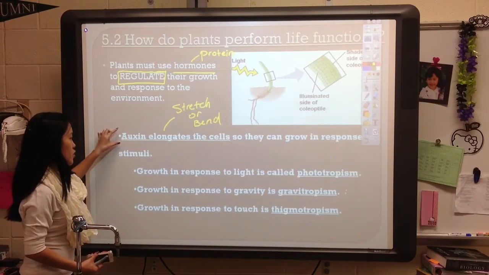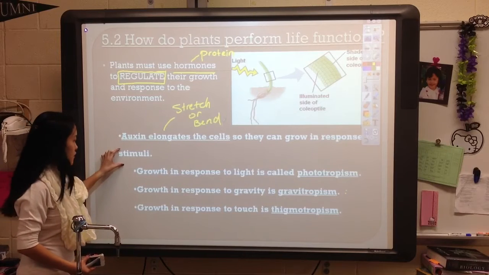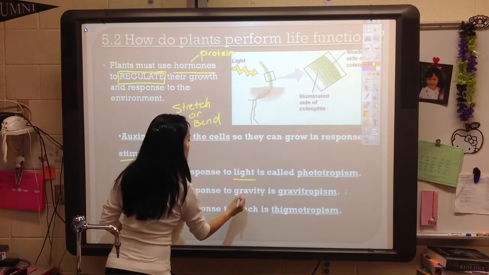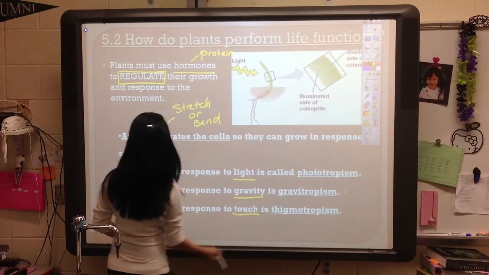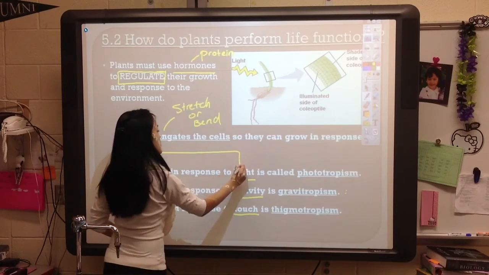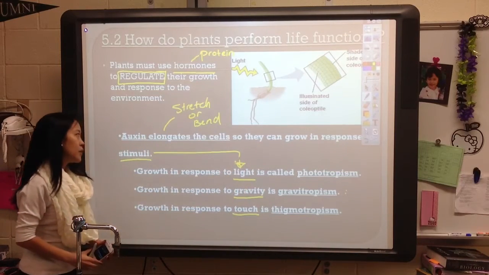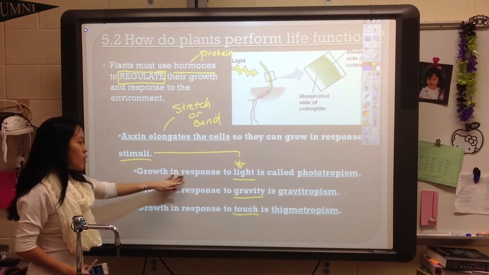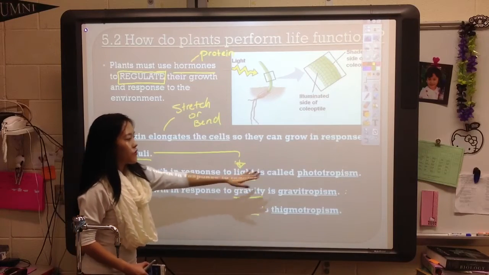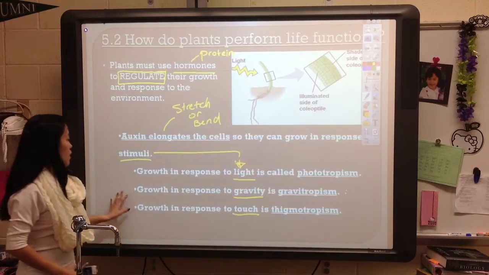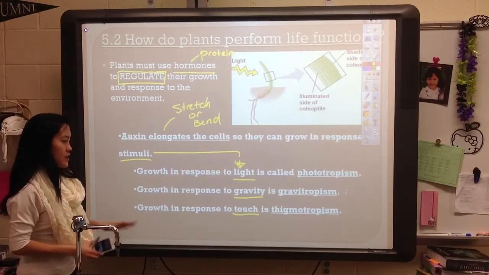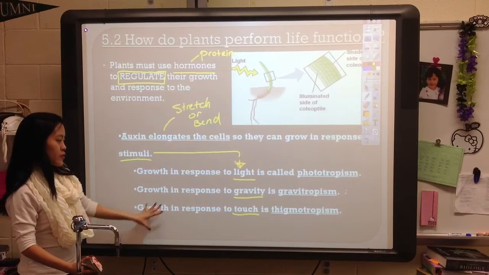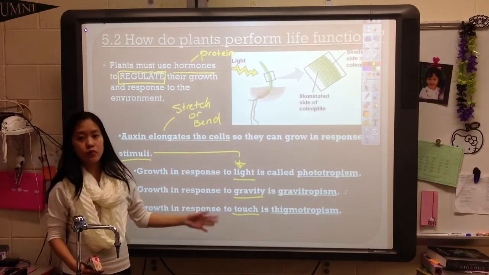Now, when plants are using this hormone auxin, they can actually respond to different stimuli. The different stimuli would be light, gravity, and touch. These are the stimuli. When a plant is using auxin, because they are going to continue to use this hormone, and they grow in response to light, this is going to be known as phototropism. When plants grow in response to gravity, this is going to be known as gravitropism. And when plants grow in response to touch, this is known as thigmotropism.